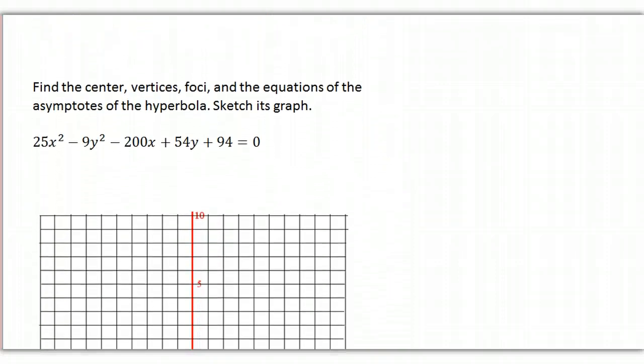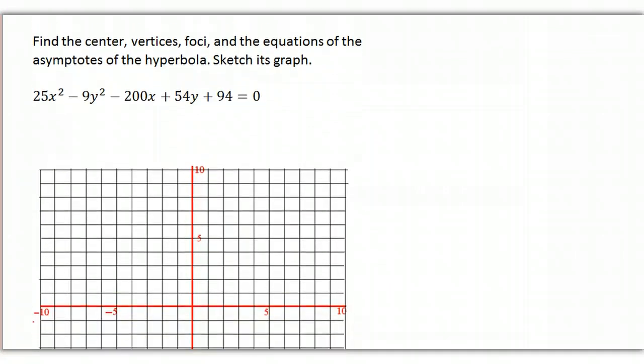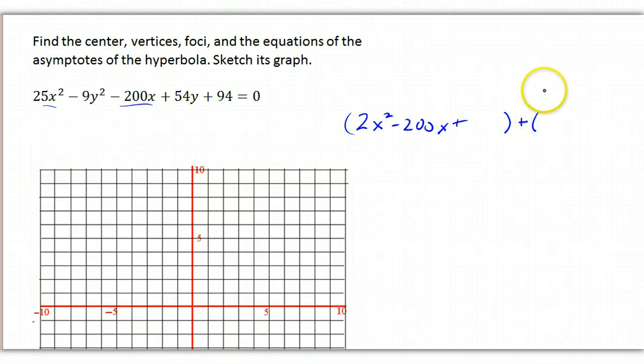Let's do some examples with numbers, okay? So we're going to find the center, vertices, foci, and the equations of the asymptotes of the hyperbola. And finally, after that, we're going to sketch its graph. So to get started, I'm going to group the x terms together. And I'm going to leave a space and group the y terms together. Actually, let's factor out a negative, okay?